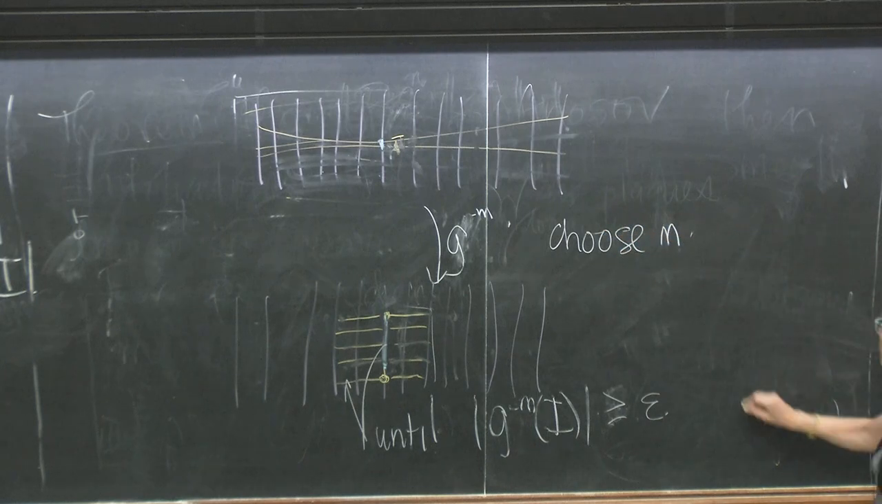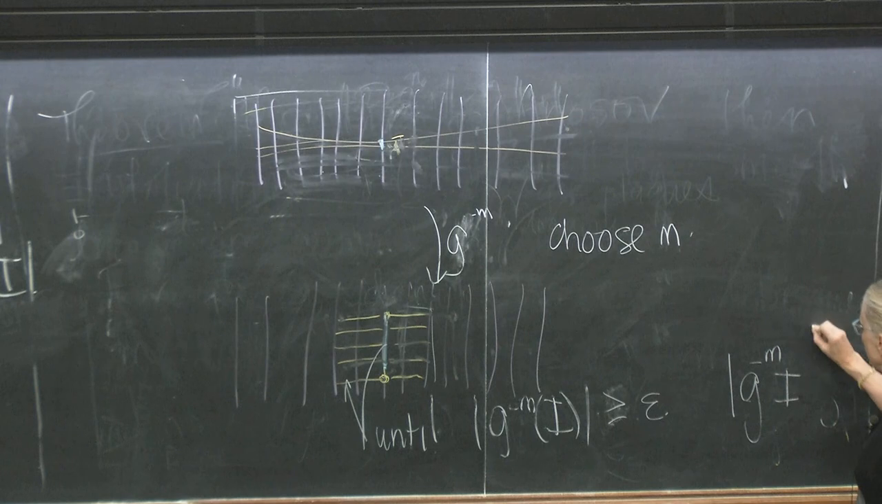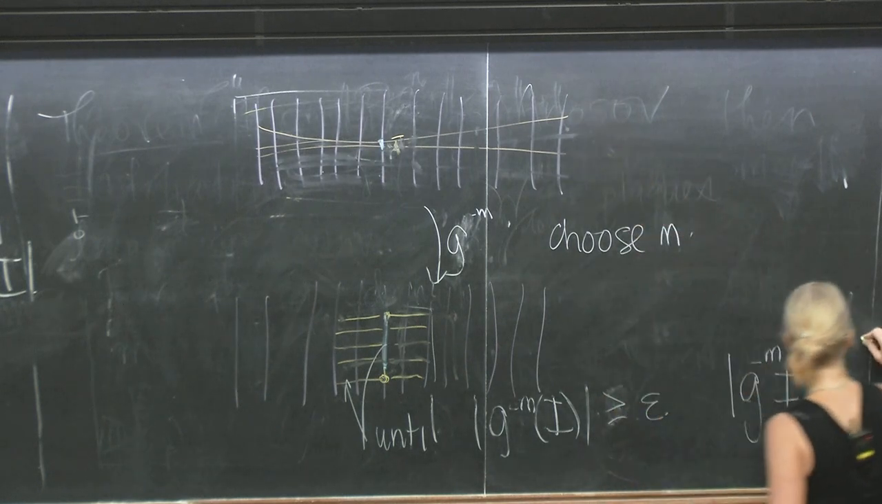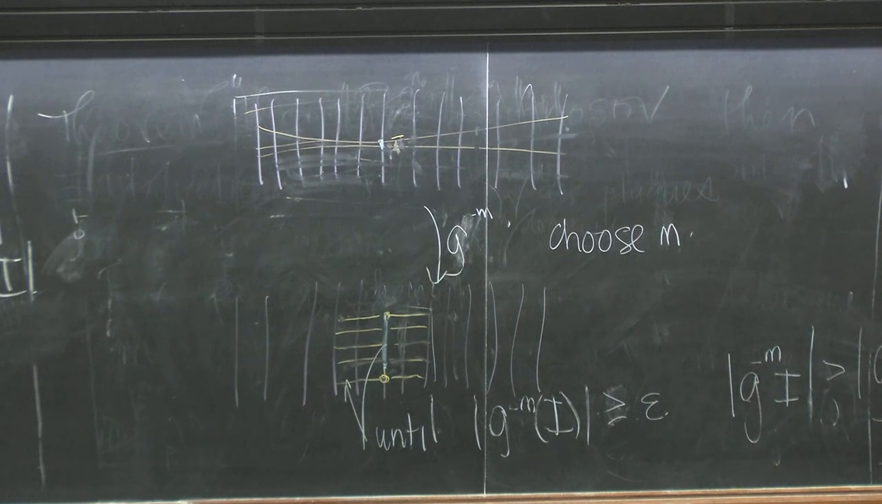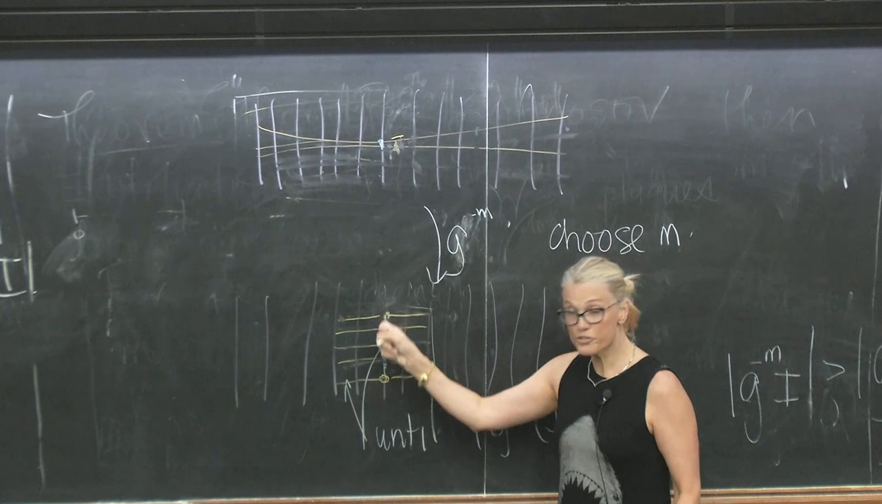And we've chosen this so small so that the length of g to the minus m of I is going to be greater than the length of g to the minus m of any one of these plaques. So I iterate till this minuscule thing becomes kind of size epsilon, and then these are going to have to get shorter. And since this is so minuscule, I've picked it ahead of time so that when I iterate this backwards, this can only be smaller. Okay? So this is possible.